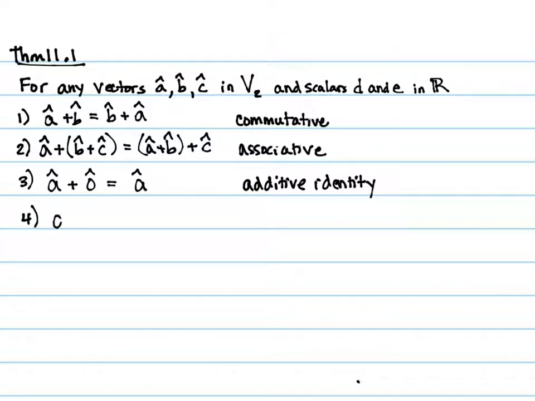The fourth one is A plus negative A. The A vector plus the negative A vector is the 0 vector. What's that one? Inverse. Yeah, it's the inverse property. It's an additive, again, specifically inverse.